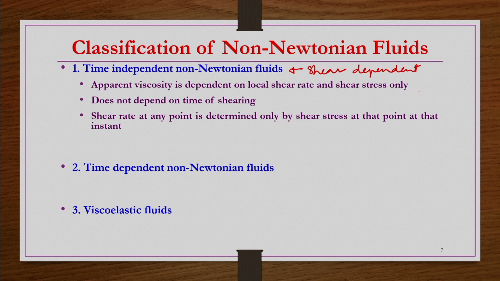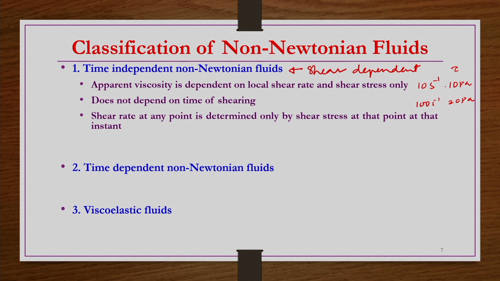So, let us say you have gamma dot of 10 second inverse, and gamma dot of 100 second inverse. The corresponding shear stress, let us say in the first case, is 10 pascals, and the second one is just 20 pascals.